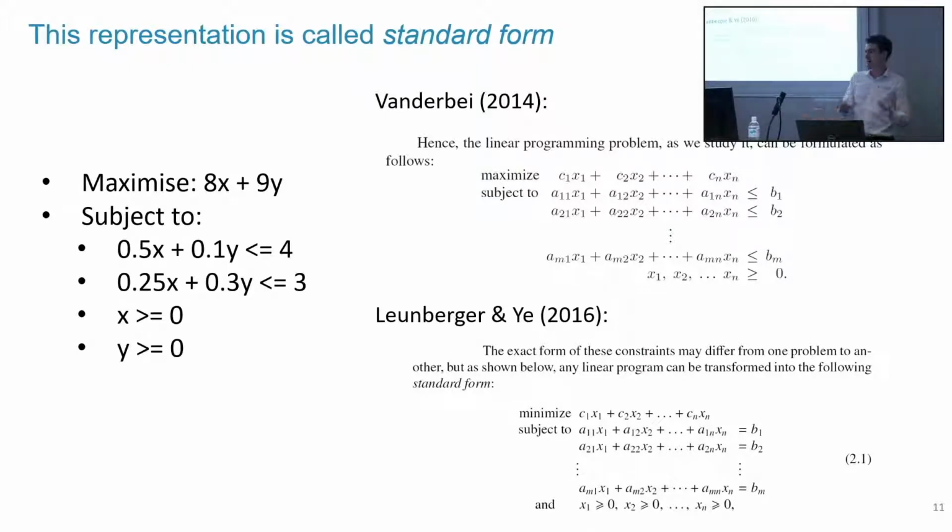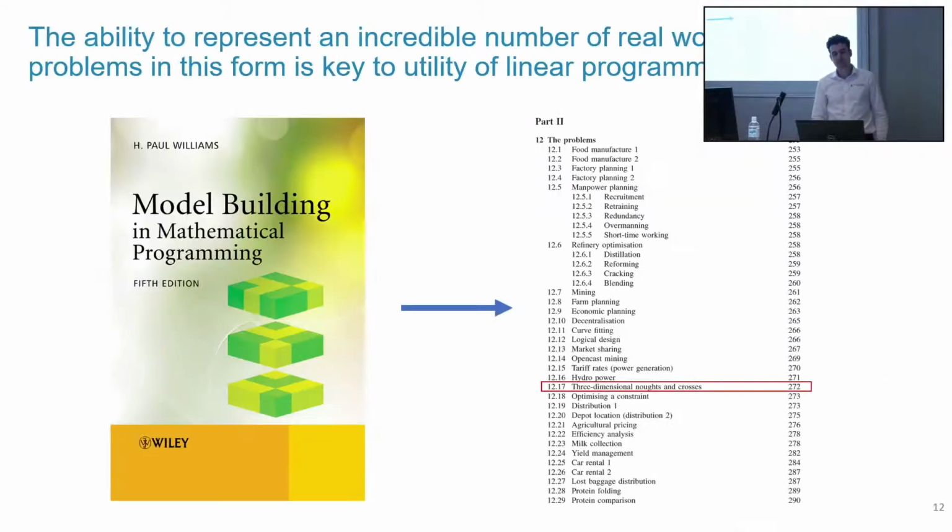If I have variables that need to be negative, I need to multiply them before I can get them into standard form. Luenberger and Ye has a similar representation, but they have equality constraints, which we'll get to in a second. We'll show that they're actually the same. Representing an insane number of real-world problems in that standard form is why linear programming is so powerful.